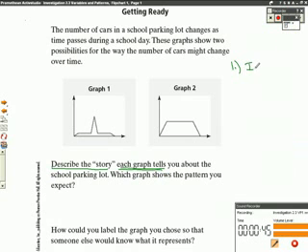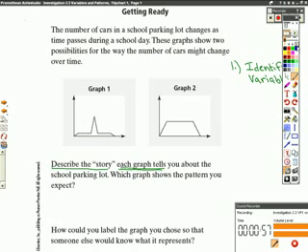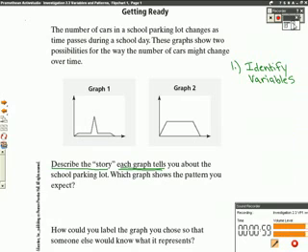All right, so the very first thing that we have to do is, one, identify the variables. And in this case, the variables, according to the situation, are number of cars and time. So our two variables are number of cars and time.